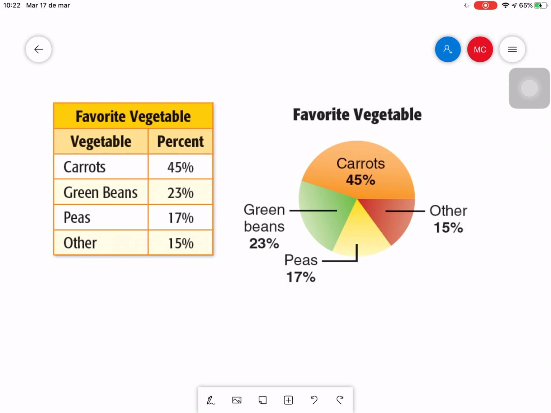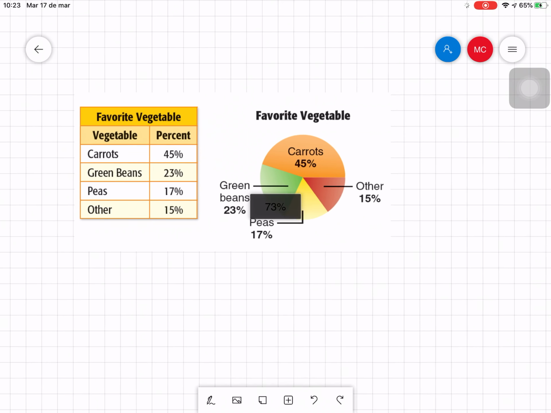This chart says favorite vegetables. Imagine this chart represents a survey that was applied to 200 people, and out of these 200 people, 45% said they like carrots, 23% liked green beans, 17% like peas, and 15% like another vegetable. What I'm going to help you with today is to find how many people 45% represents. Okay, so let's start.